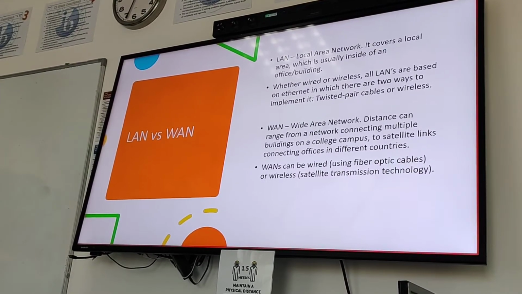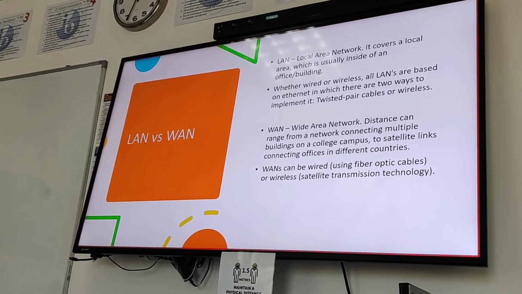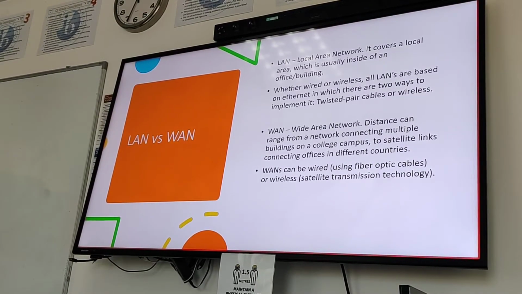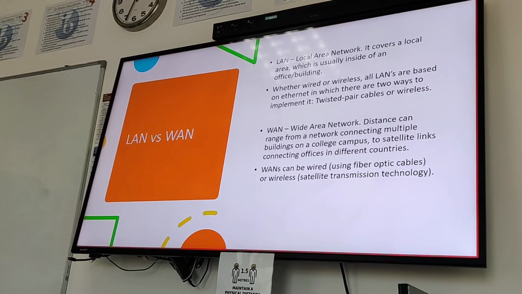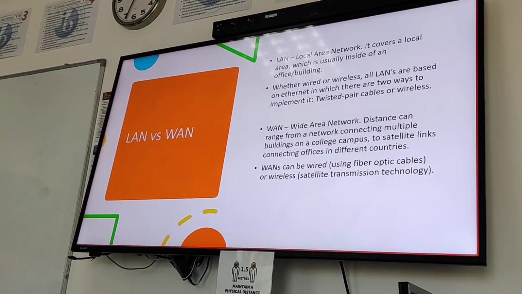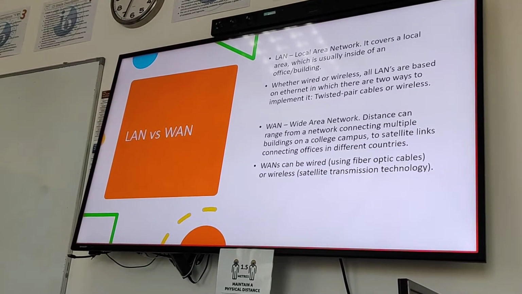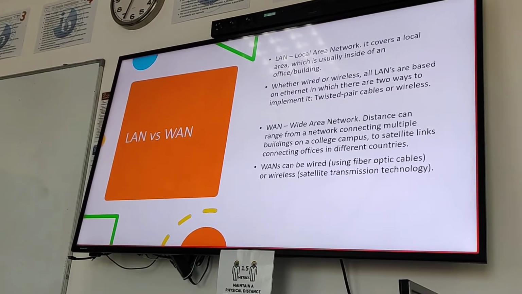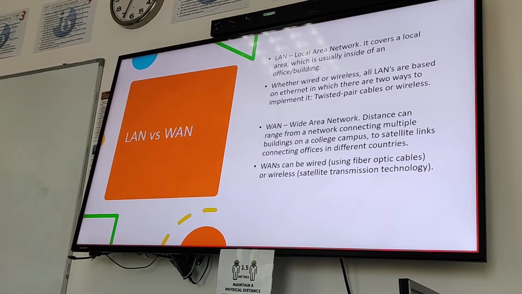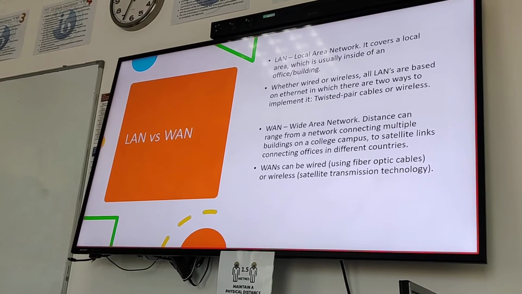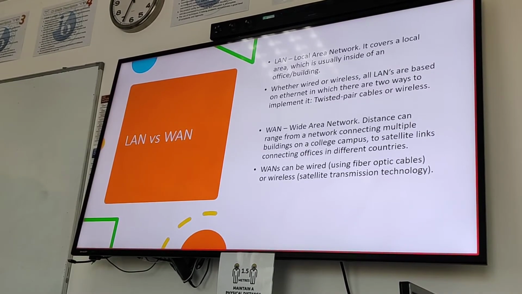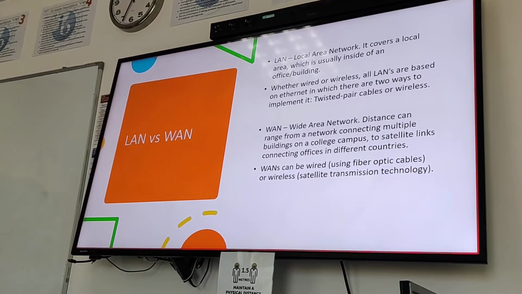And then wide area network, the distance can range from multiple buildings on a college campus to multiple buildings in different parts of the world, which are connected through satellite links. Much like LANs, they can be wired using fiber optic cables or wireless through satellite transmission technology.